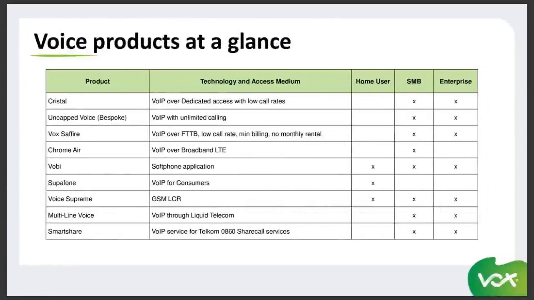Then just looking at the products at a glance, we covered this last time as well, but let's quickly go over it, and these are the products I'm going to deep dive into just now. There's Crystal, which is our flagship voice over IP service that's offered to businesses. Uncapped Voice, also a business offering. Vox Sapphire, we'll talk about that just now. Chrome Air, where we run voice over broadband LTE services. Vobi, our soft phone application. Superphone, wireless phone for consumer use. Voice Supreme, GSM, which is GSM LCR, the old Premicell type products.